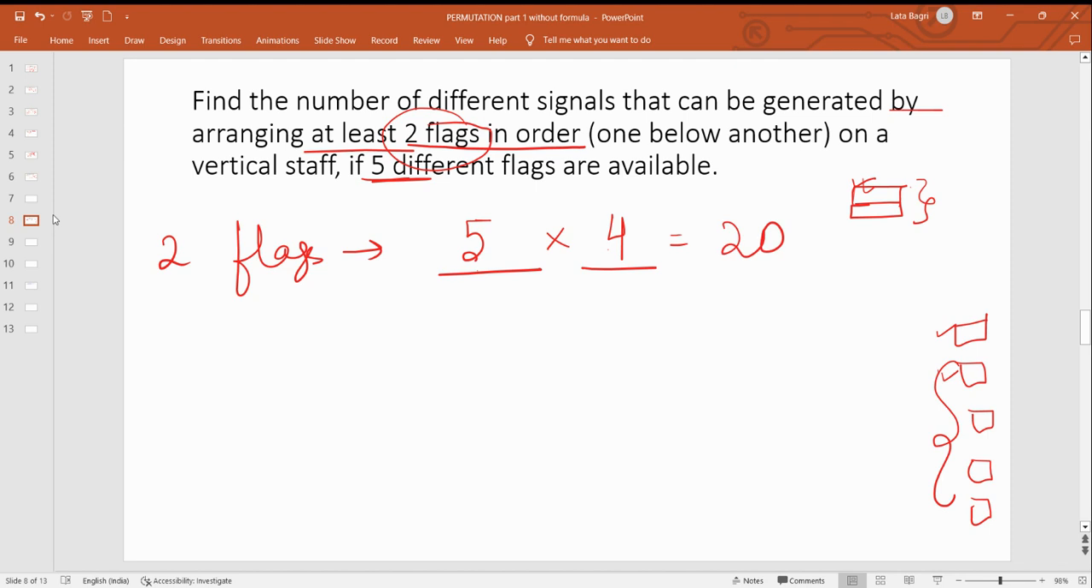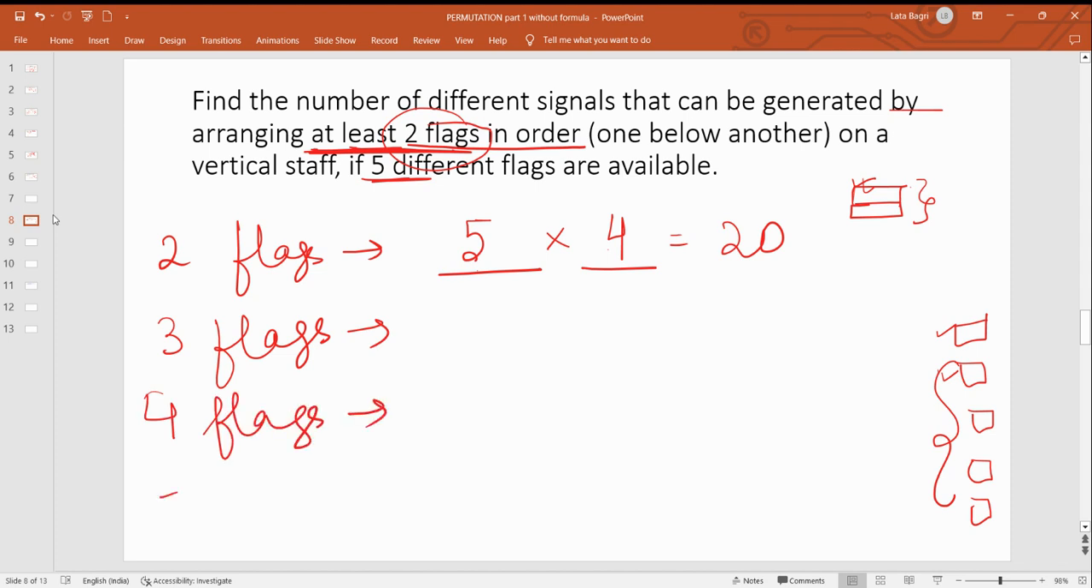That is wrong. This is half done because here we have an at least sign, at least two flags. So at least two flags means it can also be three flags, it can also be four flags, it can also be five flags. So I can either take two flags or three or four or five. Okay. So now it's again very simple. You don't have to do anything.